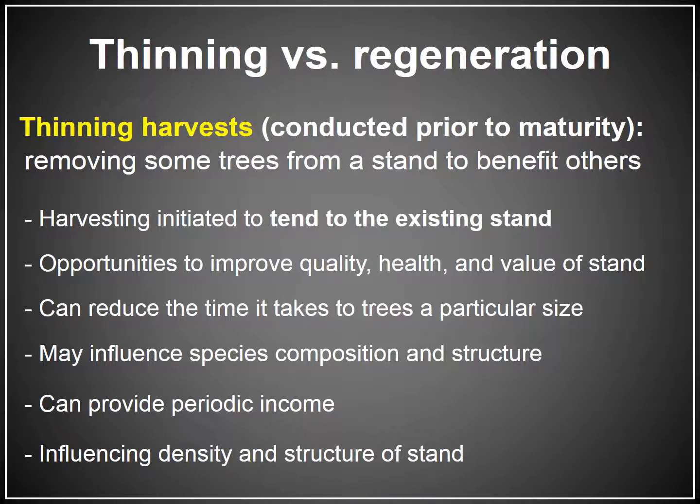So the technique of thinning in all its variations involves the removal of some trees in the stand to benefit others. Thinning harvests are initiated to improve the quality and value of the stand, improve the vigor of the residual trees, influence species composition, and shorten the time it takes for the residual trees to reach a merchantable size. Thinning harvests can provide periodic income for the landowner. There's a lot of reasons why you'd thin, but fundamentally what you're doing is increasing the vigor of the trees you're leaving behind.